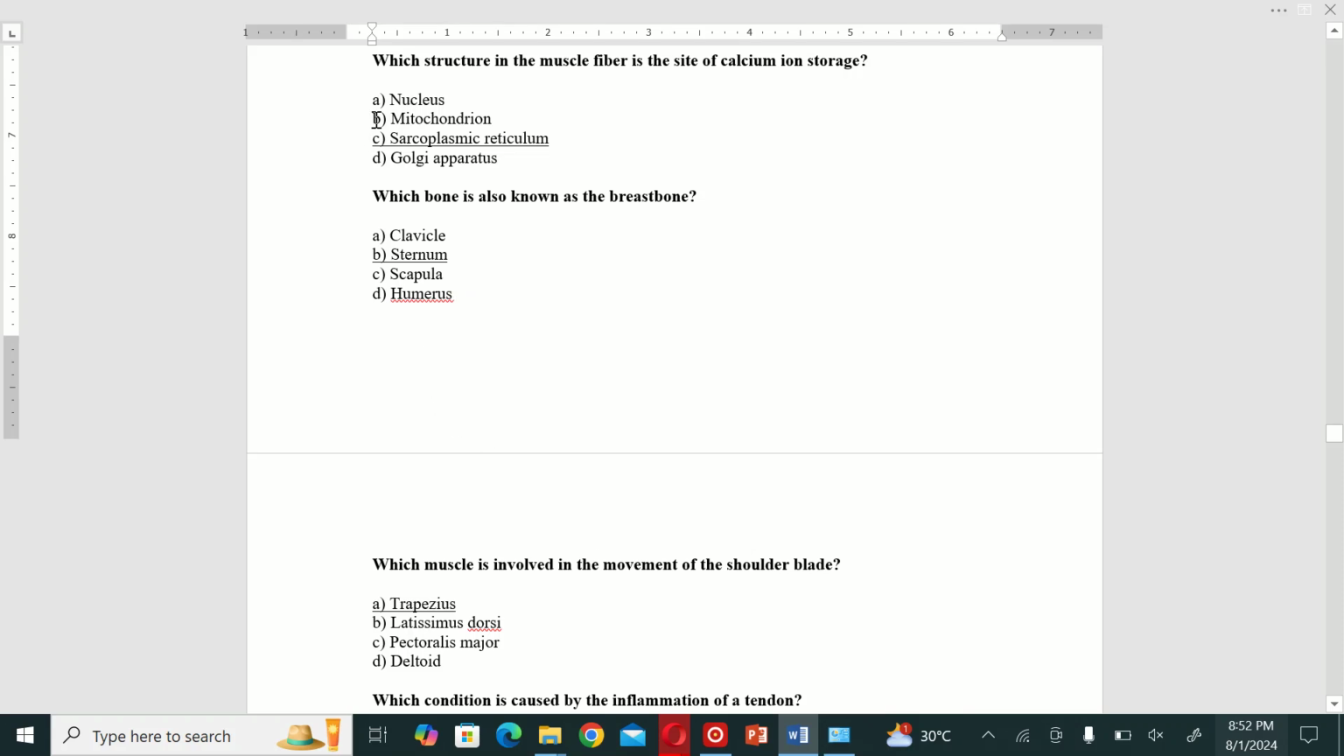The next MCQ is: which structure in the muscle fiber is the site of calcium ion storage? A. Nucleus, B. Mitochondria, C. Sarcoplasmic reticulum, and D. Golgi apparatus. So the correct option is C.